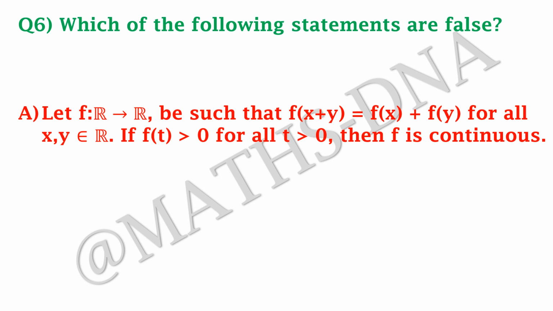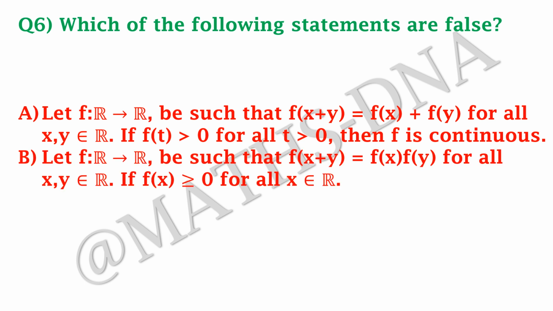Now if f(t) is greater than 0 for all t greater than 0, then f is continuous. Option B says let f from R to R be such that f(x plus y) is equal to f(x) into f(y) for all x, y belongs to R, and if f(x) is greater than or equal to 0 for all x belongs to R.